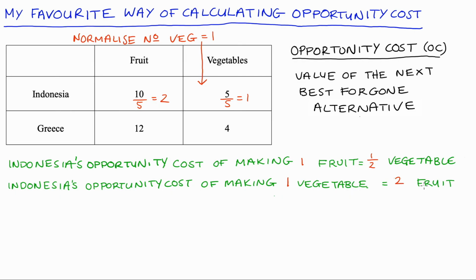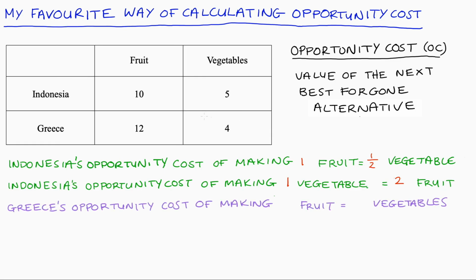All right, let's do the same thing for Greece. Looking at the table, we see that if Greece puts all their resources towards making fruit, they could make 12. If they put those resources towards making vegetables, they can make 4. So for Greece, the opportunity cost of making 12 units of fruit is giving up those 4 vegetables. Let's normalize the number of fruit to be equal to 1 by dividing 12 by 12. We'll divide 4 by 12 as well to keep that ratio of the trade-off constant. So 4 over 12 is a third. So we see that the opportunity cost for Greece of making one more fruit is equal to a third of a vegetable.